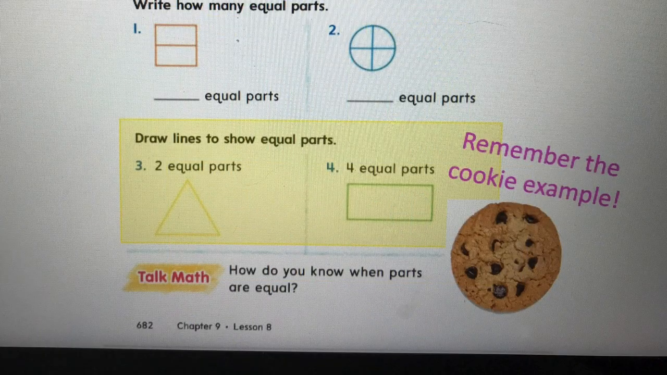Now the directions are to draw lines to show equal parts. Remember that cookie example? Remember when drawing your lines that you draw them as straight as you can so that both sides have the same amount. Before drawing the line, think about where it should go so that both sides are exactly the same. Go ahead and do that now.